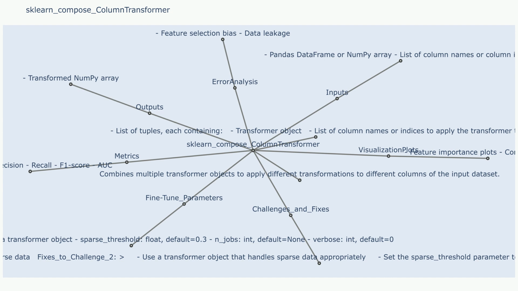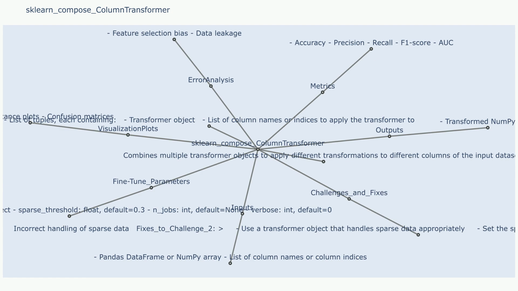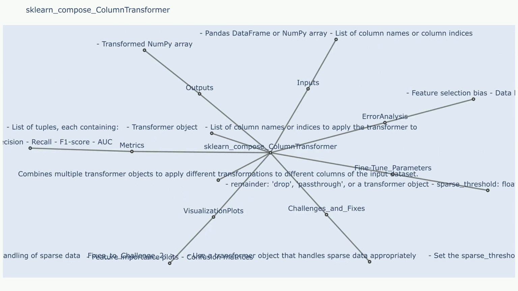Challenges and fixes. Challenge 1: handling categorical features. Sample use case: when working with categorical features, it's common to use one-hot encoder or similar techniques. If not properly implemented, this can lead to high dimensionality in the transformed data.